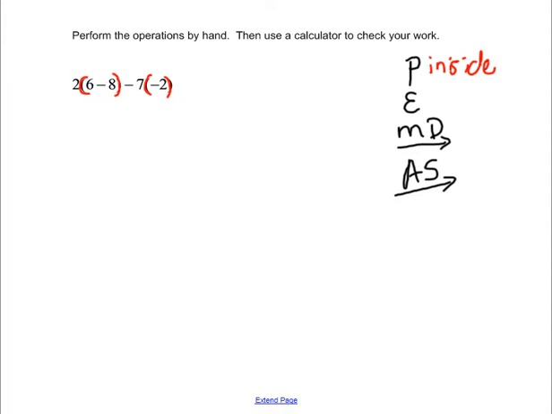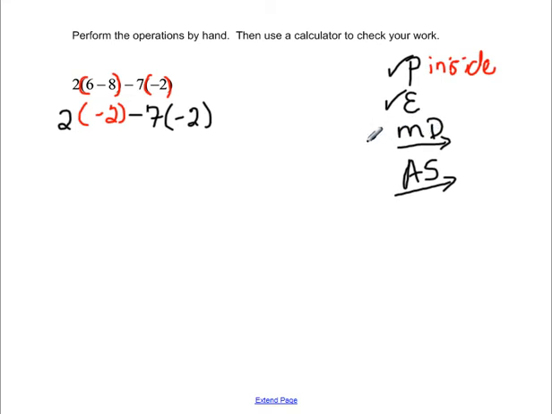So when we do 6 minus 8, we certainly come up with negative 2. And I'm bringing down everything else in the problem. Don't leave anything behind. Every step of the way, bring down everything in the problem. Okay. So we've done what was inside parentheses as much as I can. We don't have any exponents, so we can check that out.